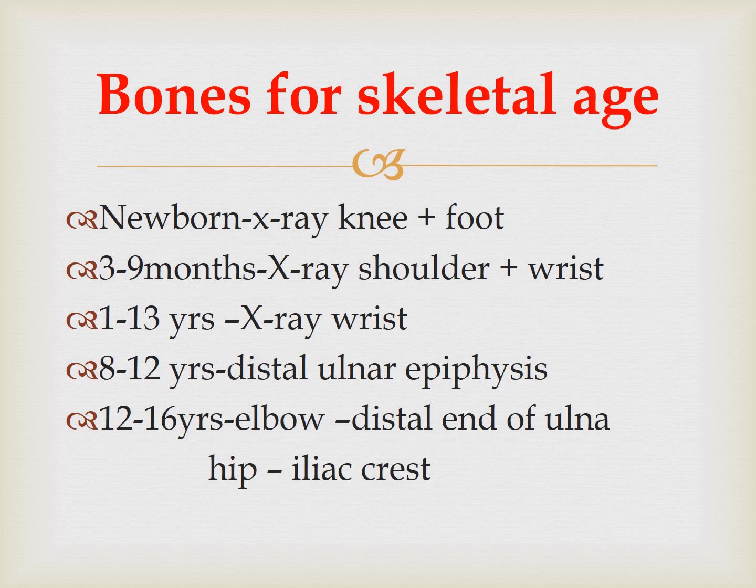From 1 year to 13 years, X-ray of the wrist is done. At 8 to 12 years, distal ulnar epiphysis, so you can do the X-ray of the hand, arm, and forearm. Then at 12 to 16 years, elbow, distal end of ulna, hip, and iliac crest. So you can select the different part of the body accordingly.